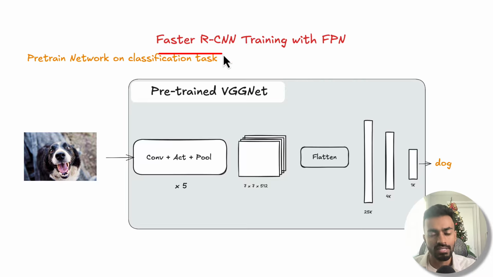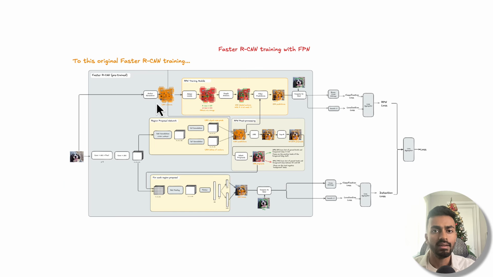So for Faster R-CNN training using feature pyramid networks, we first pre-train the network on the classification task. So given an image, determine the classification of that image. We're going to be training these convolution activation pooling layers first. Next, this entire thing is going to be the training of the original Faster R-CNN.